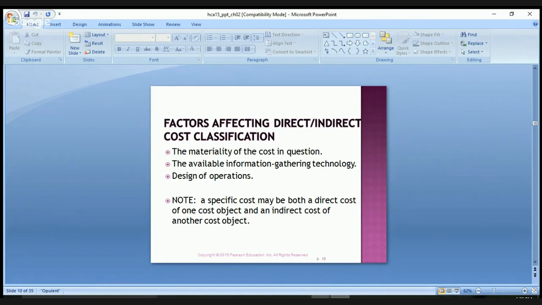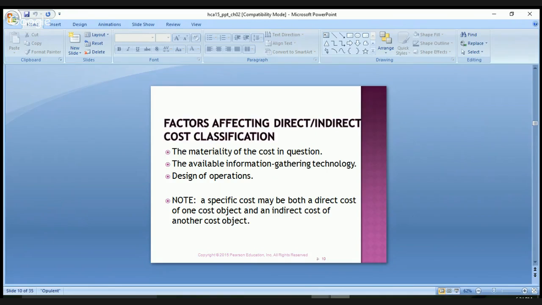All right, and again, a direct cost for one could be an indirect cost for another. Again, we take the example of the manager. If he is just a manager over one particular line, that could be a direct cost. But if he's a manager over several lines, that would be an indirect cost. Any questions on that? Yes, no, maybe? All right.